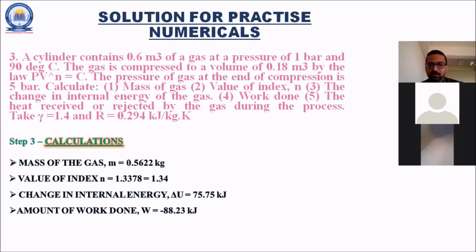that is the amount of work done, that is W is equal to minus 88.23 kilojoule. And the final answer, that is the amount of heat transfer, Q is equal to minus 13.2345 kilojoule.